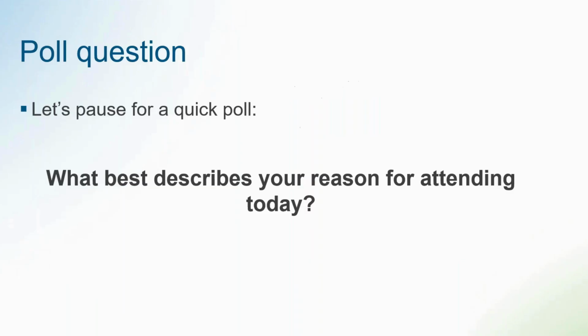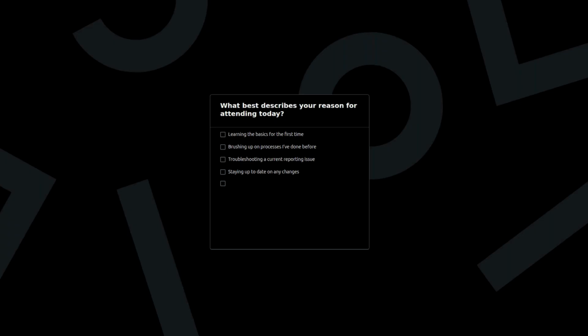Before we really get started, let's take a quick pause for a poll question. You'll see the response options come up on your screen, and we'll give you a minute to respond. And the question is, what best describes your reason for attending today? And the options are learning the basics for the first time, or maybe you're brushing up on some processes that you've done before, or troubleshooting a current reporting issue you're having, or maybe staying up to date with any changes. All good reasons for being here. And we hope we can help you with all those things today.